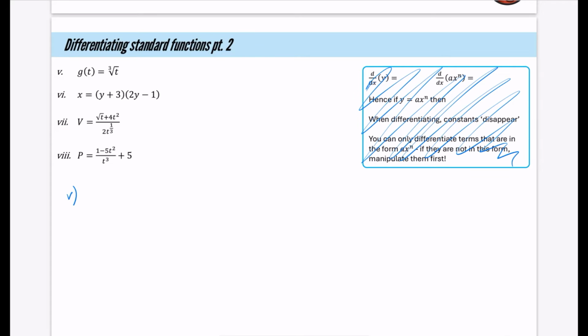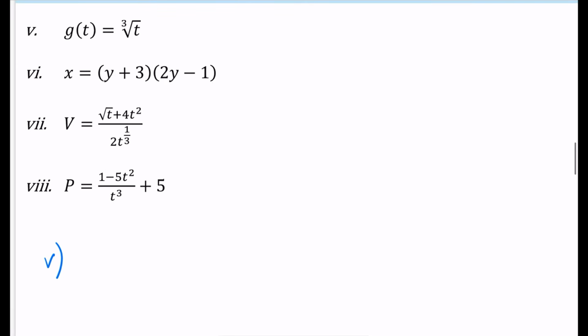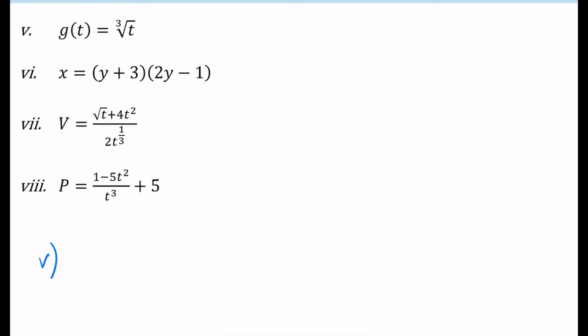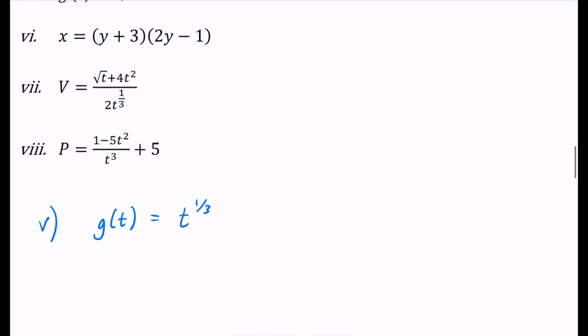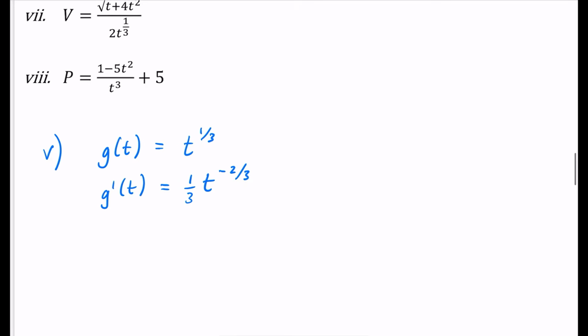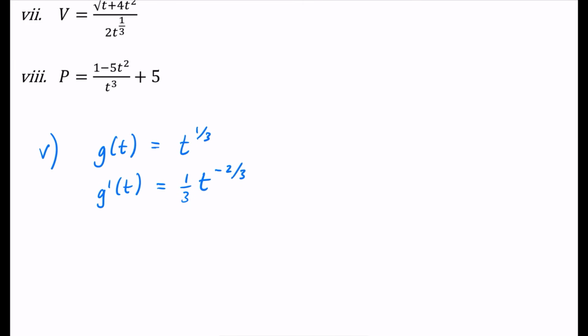So for the fifth question, we have that g of t equals the cube root of t. Now this obviously is not written in the standard form here. So I'm going to begin by writing it in the standard form. The cube root is to the power of a third. So then when I differentiate this, I'm going to differentiate with respect to t. I will pull the power down and I will reduce the power by 1, and a third minus 1 is minus 2/3. So we get 1/3 t to the power of minus 2 over 3 for that one.